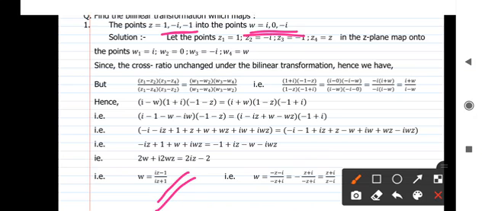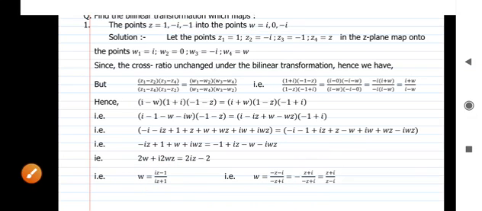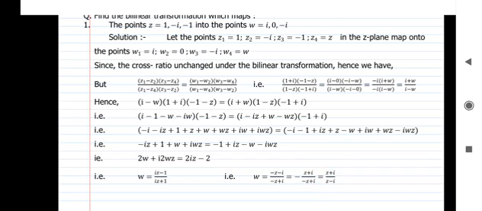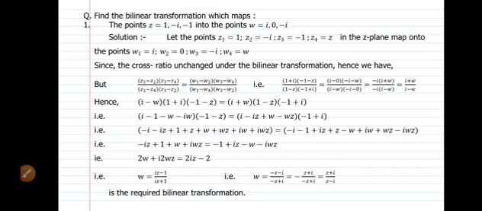Here multiplying numerator and denominator of RHS by i, we get this result. So finally the answer is w equal to (z plus i) upon (z minus i), the required transformation under which these 3 points in the z plane are mapped onto these 3 points on the w plane. So this is a bilinear transformation. Now we will see one more example.